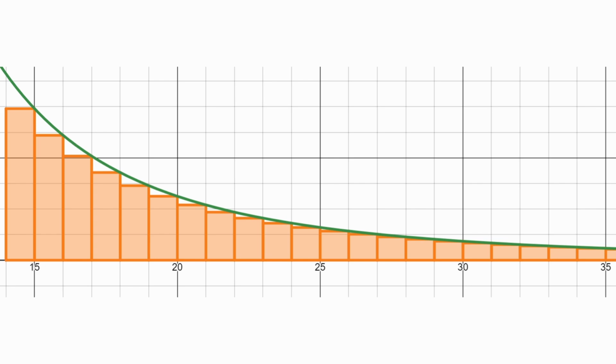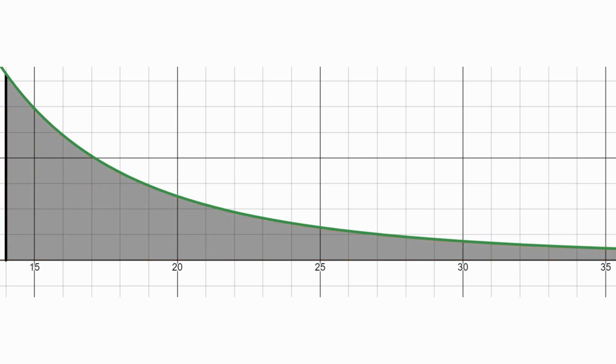Notice that if we were to consider the integral from 14 to infinity, which represents the black area here, the black area is now more than the orange area was. This tells us that the integral from 14 to infinity is greater than the discrete sum from 15 to infinity, which in turn is greater than the integral from 15 to infinity. I chose 15 as an arbitrary example here. The same argument applies exactly the same for any n.